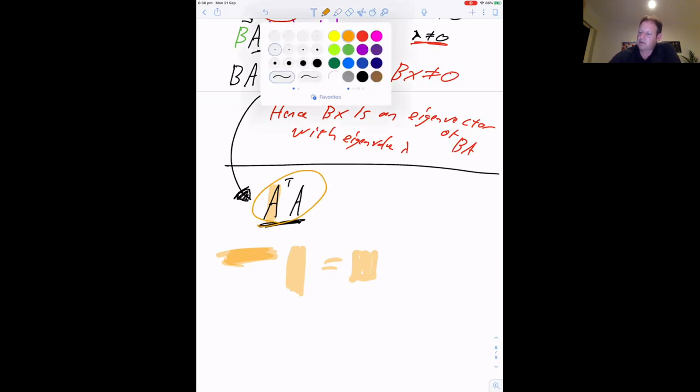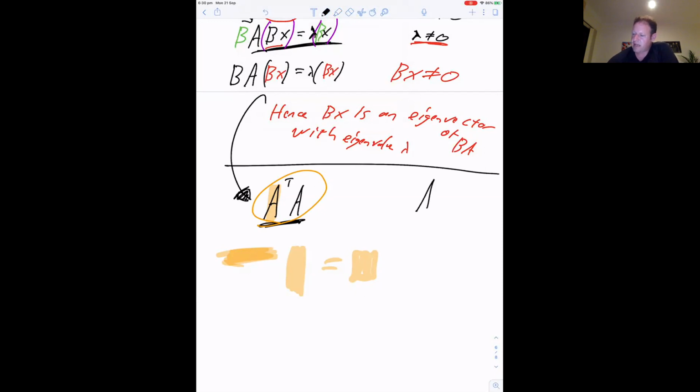Now, you can also consider the matrix A A transposed. This is not the same matrix, this is a different one. Just to see what's happening here, this is a skinny times a fat. This is more like an outer product, a bigger matrix. This is also a gram matrix, but it's a gram matrix of A transposed. So it's also symmetric.